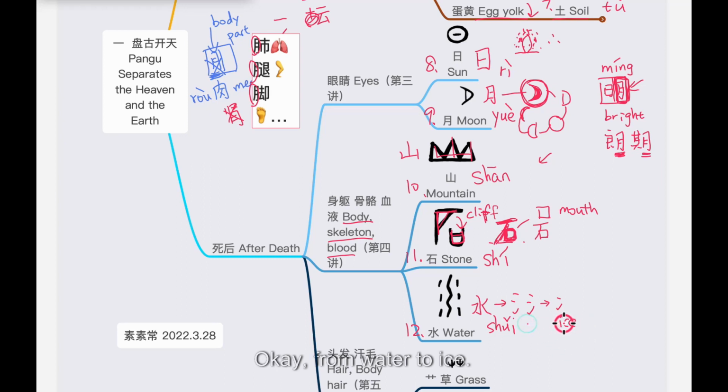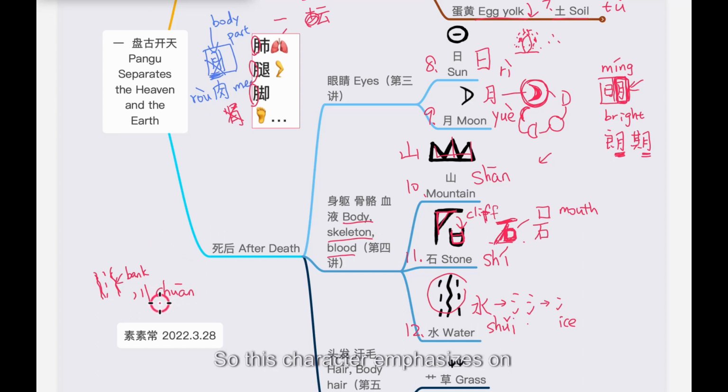From water to ice. And there's another character very similar to this. We draw it like this. It has water and a water bank drawing. This character is called 春. So this character emphasizes restraining the water.